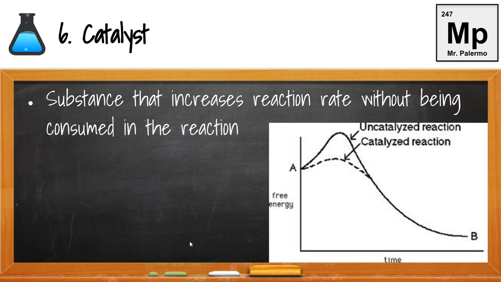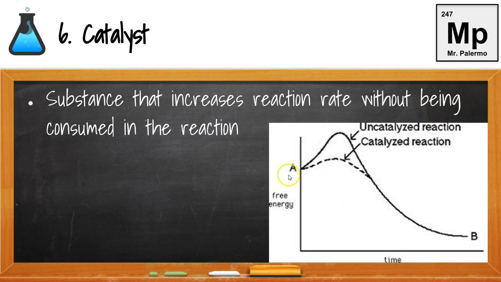The last factor we're going to look at is adding a catalyst. A catalyst is a substance that increases the reaction rate, the speed of the reaction, without actually being consumed in the reaction. So we can use it over and over and over. And we have many types of catalysts. In our body, we have biological catalysts called enzymes. And they get used over and over. And they speed up the chemical processes going on in our body.